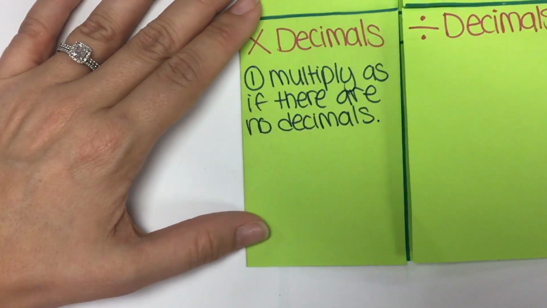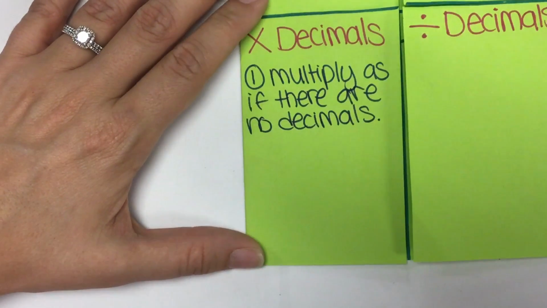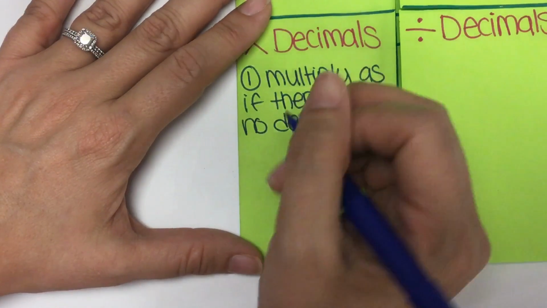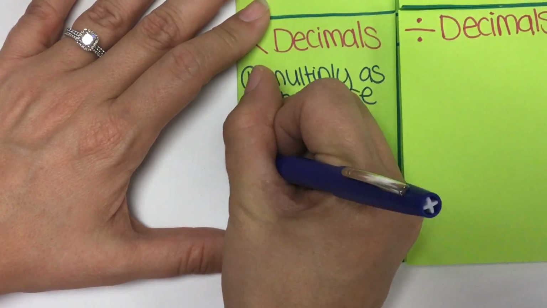Multiply as if there are no decimals. Do not let those decimals freak you out. It is not addition and subtraction. You don't have to line them up. The place values don't matter. At this point, you are just multiplying.